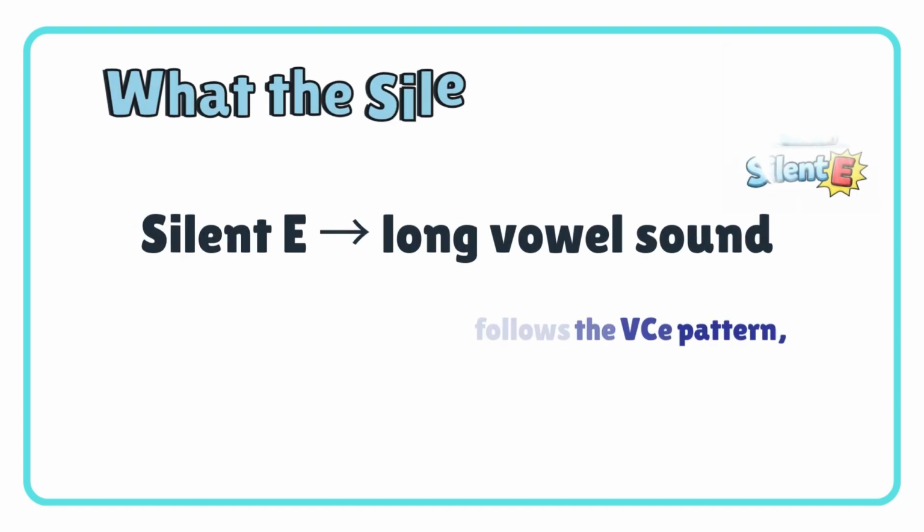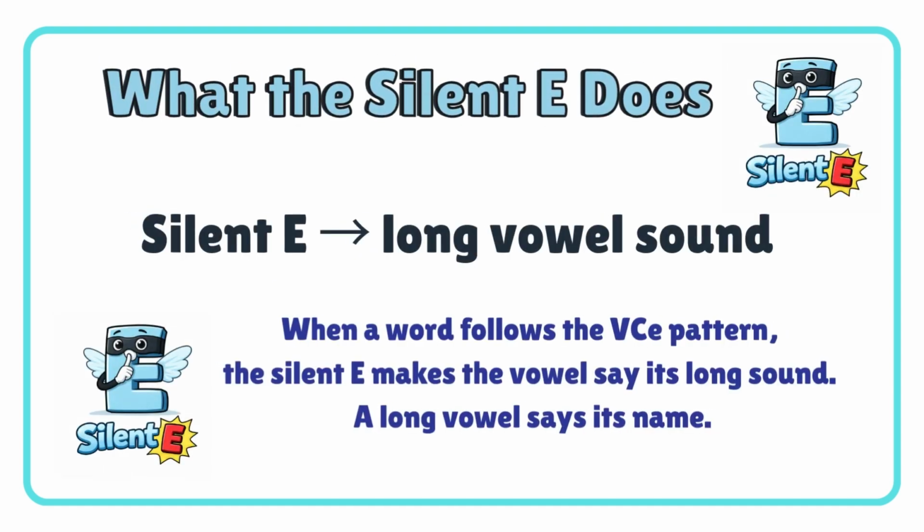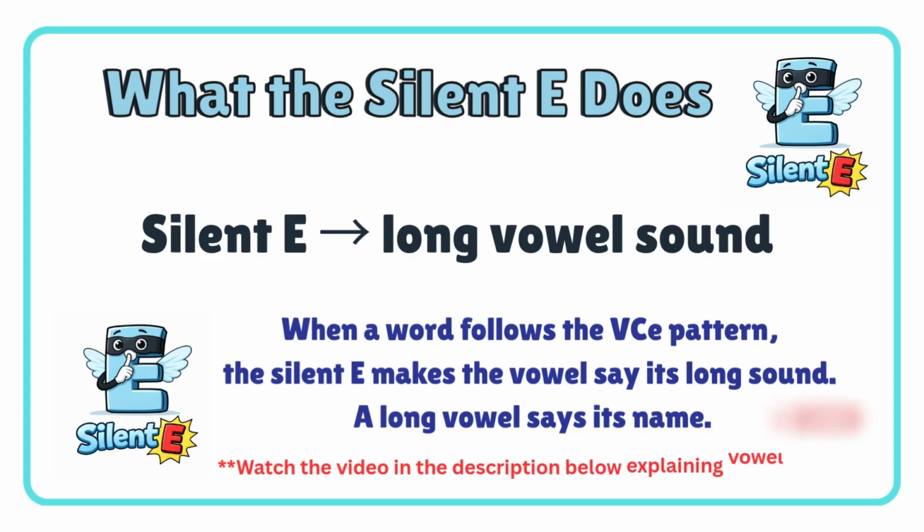What the silent E does. When a word follows the VCE pattern, the silent E makes the vowel say its long sound. A long vowel says its name. Watch the video in the description below on short and long vowel sounds.